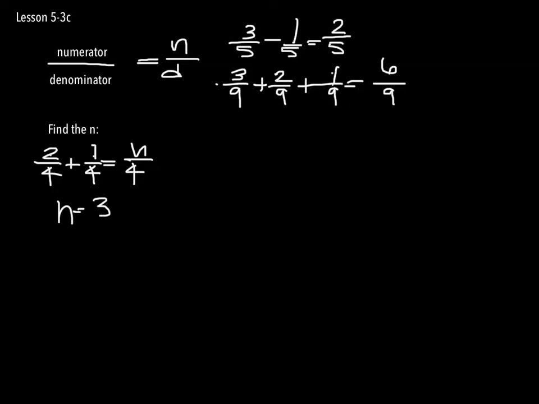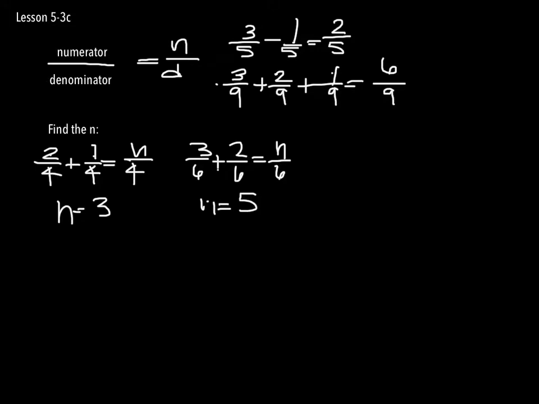Let's look at another problem. 3 over 6 plus 2 over 6 is going to equal n over 6. And again, they've done the hard part for us because we know the language we're speaking is 6. So now all we have to do is add our numerators across. 3 plus 2 is 5. So our answer is n is equal to 5.